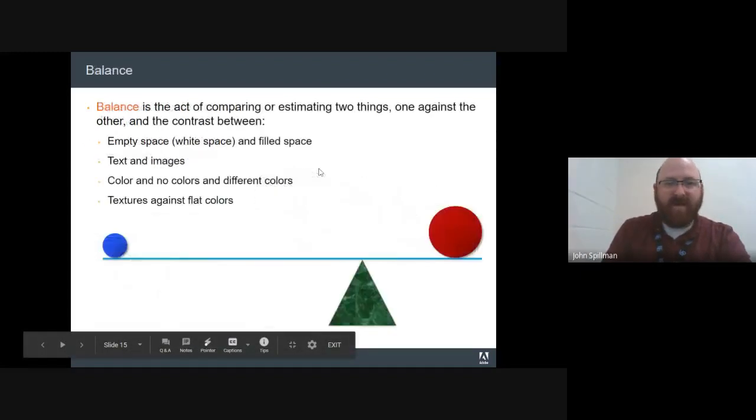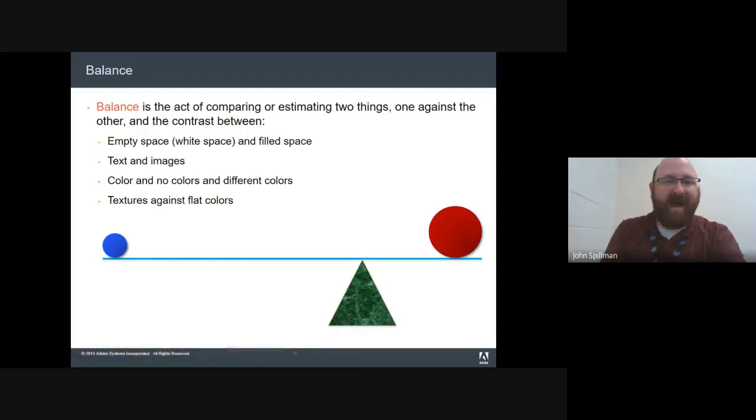Okay. So next one, balance. Balance is the act of comparing or estimating two things, one against another, or the contrast between them. All right, so this is where contrast comes into play with balance. So it could be empty space and filled space, right? So if you see, say this slide, for example, we have an image down here, we got text over here, but then we have this empty space over here. Is it balanced very well? I would say probably not, but you know, there is a sense of balance in there a little bit.